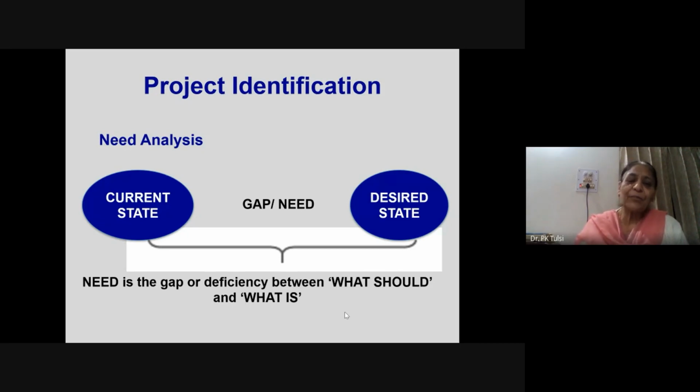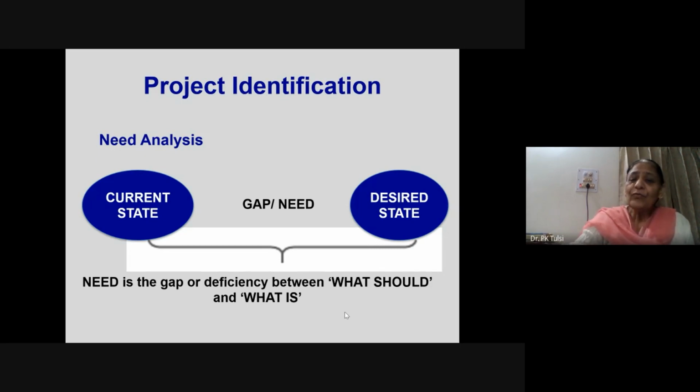For example, if I'm talking in terms of industry, the desired state with respect to market share may be one aspect, that the industry would like to have 40% of the market share as far as the product is concerned, or that its profit must be around 50% of its revenues.